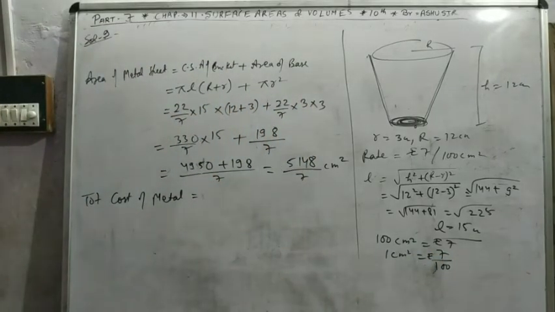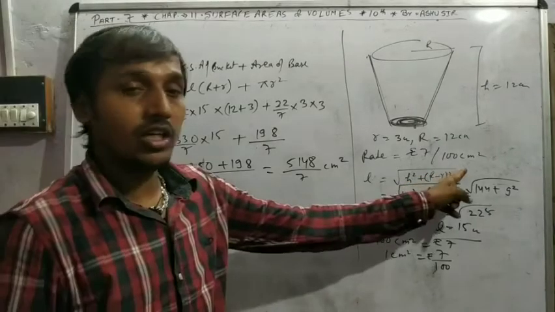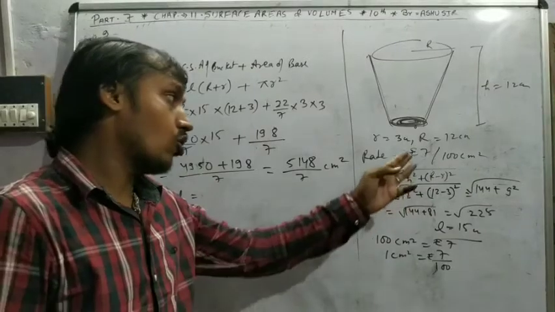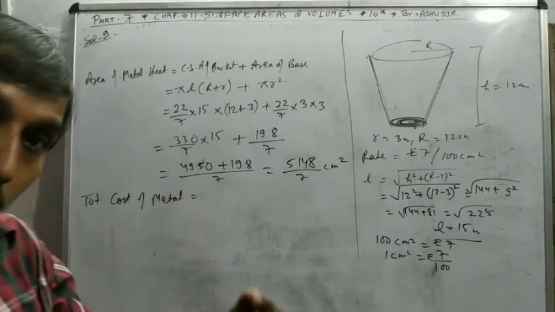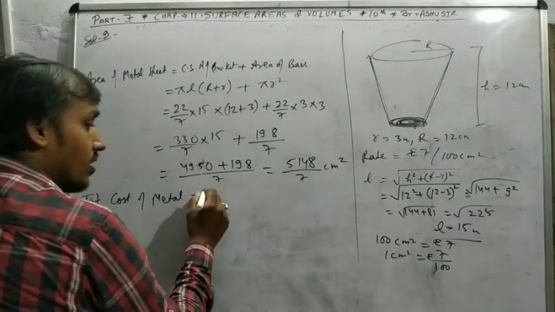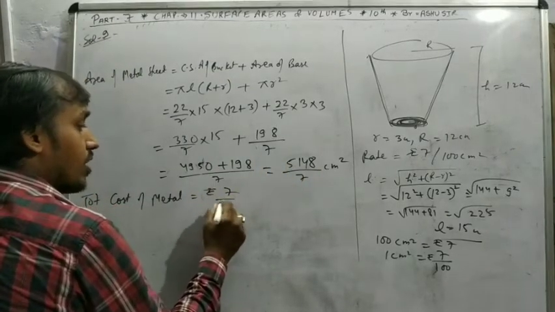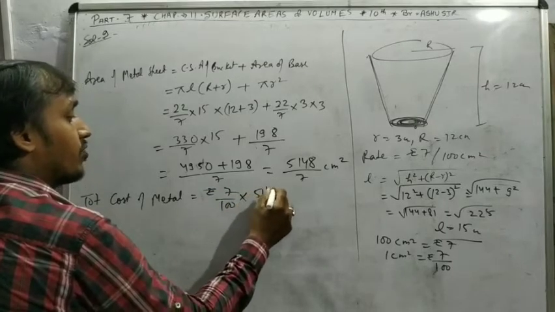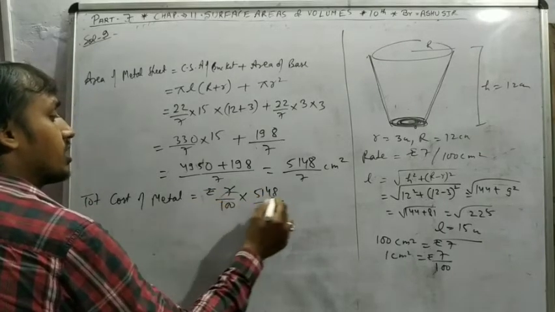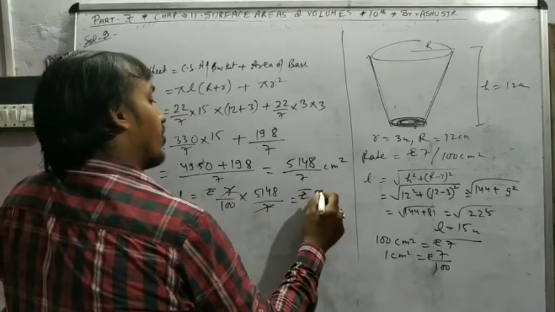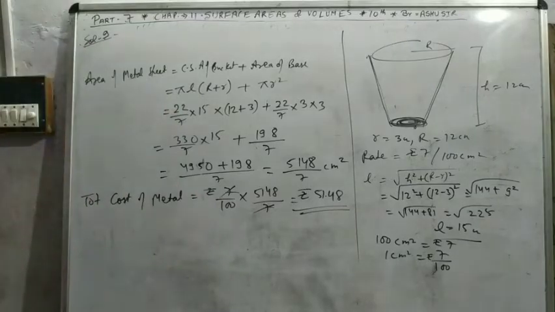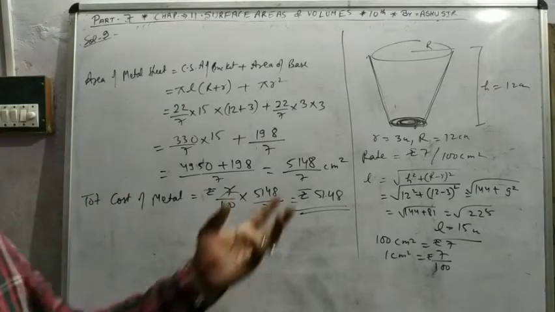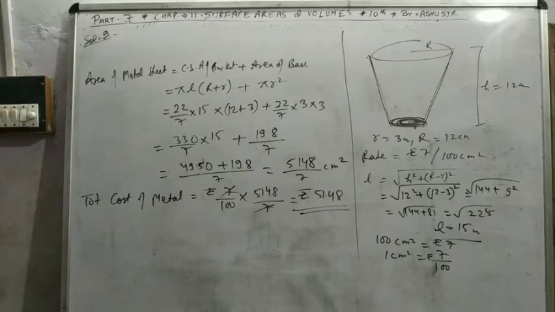There's a concept being explained, so I will take the question. If the cost here is 100, not per centimeter square, it's 100 centimeter square. So cost of 100 centimeter square is 7. So 1 centimeter square is 7/100. So cost of this centimeter square is 7/100 into 5148. 7, 7 cancel. So rupees 51.48 is the total cost of metal sheet required. Okay, pause it, note down.